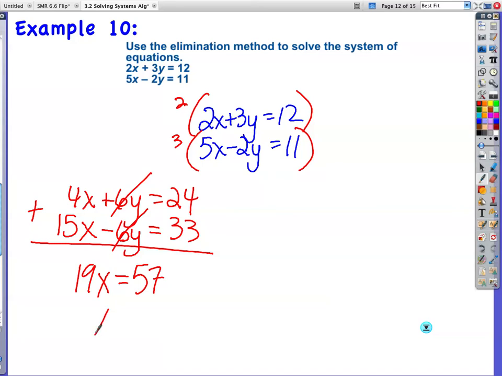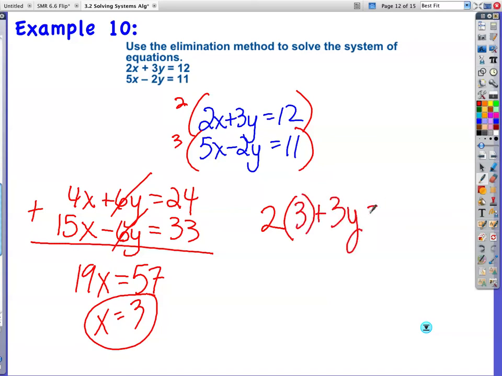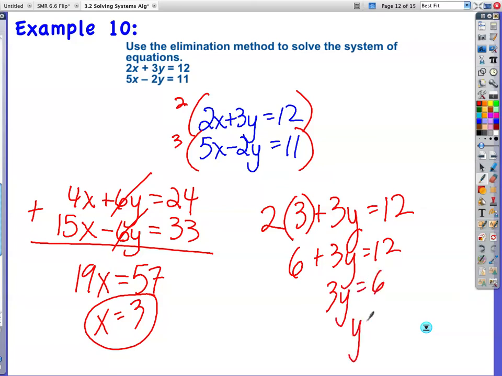Okay, divide both sides by 19. I do believe x is 3. Okay, go back. I think I'm going to go with the top equation here. 2x, instead of writing x, I write 3, plus 3y equals 12. Now I solve for y. 6 plus 3y equals 12. 3y equals 6. y equals 2. So now I have x equals 3 and y equals 2. The solution to the system is (3, 2).